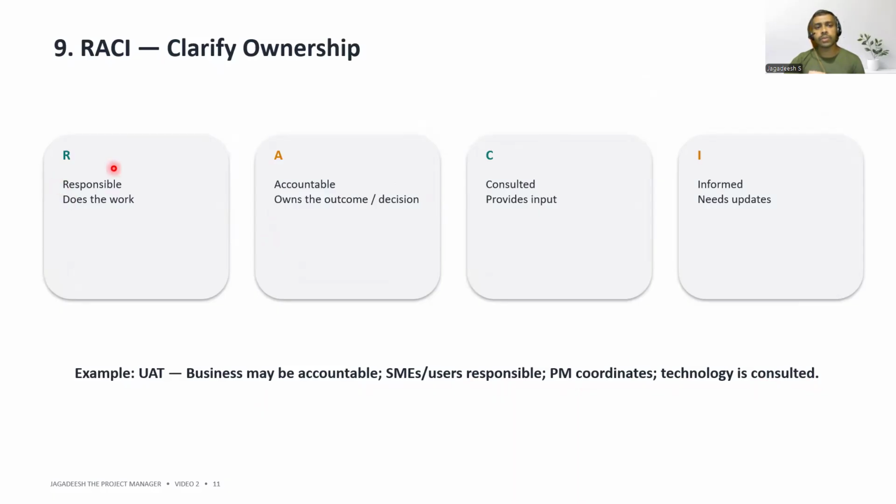R is responsible, who does the work. A is accountable, owns the outcome and decision. C is consulted, provides input. I is informed, needs updates.